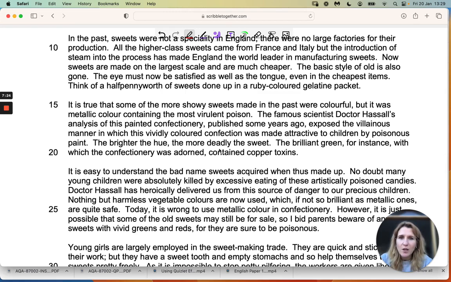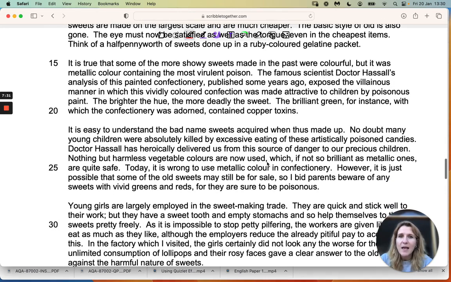The brighter the hue, the more deadly the sweet. The brighter green, for instance, with which the confectionery was adorned, contained copper toxins.